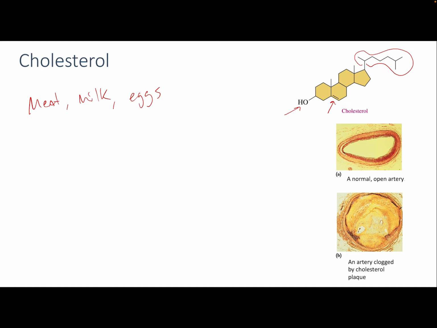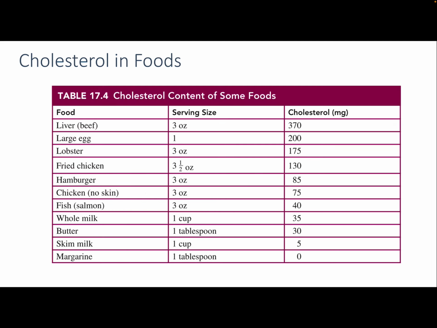It's synthesized from the liver, so the liver makes it. We need it for our cell membranes. We need it for brain and nerve tissue. We need it to be the starting material to make steroid hormones. And we also need it to make vitamin D. It'll clog our arteries, though, if the levels are high enough, and plaques can actually form.